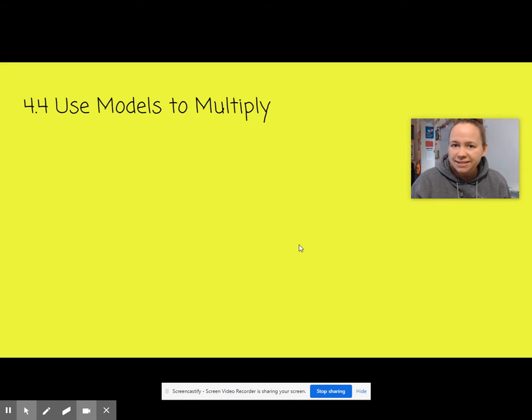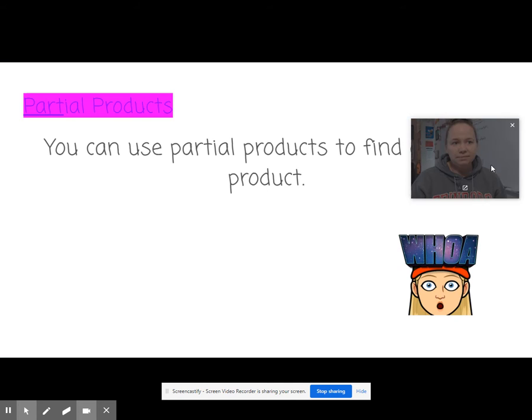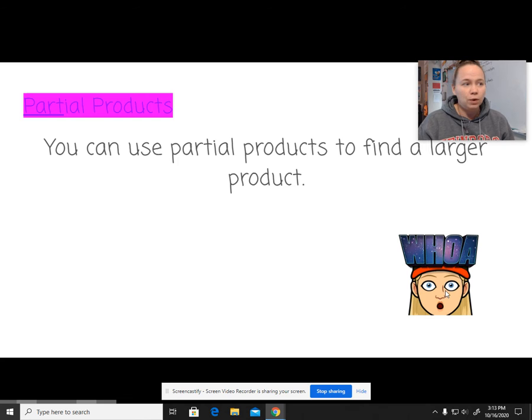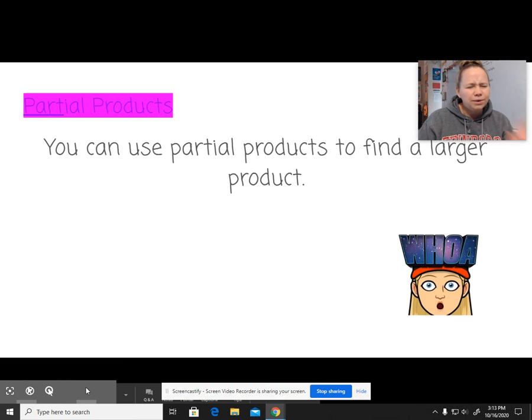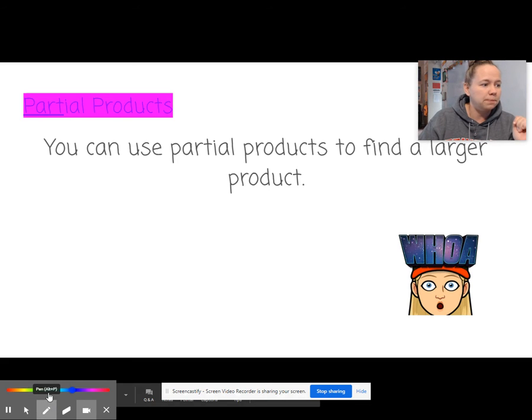So have you ever heard about this thing called partial products? Look at that, your mind is blown. You can use partial products to find a larger product. Okay, so I know, wait, just wait for it. I'm going to show you what I mean. You're going, what do you mean, Mrs. Meucci? What are you talking about? I'm going to show you what I mean.